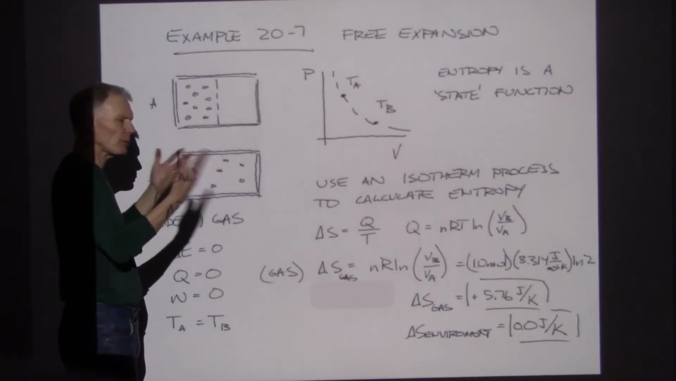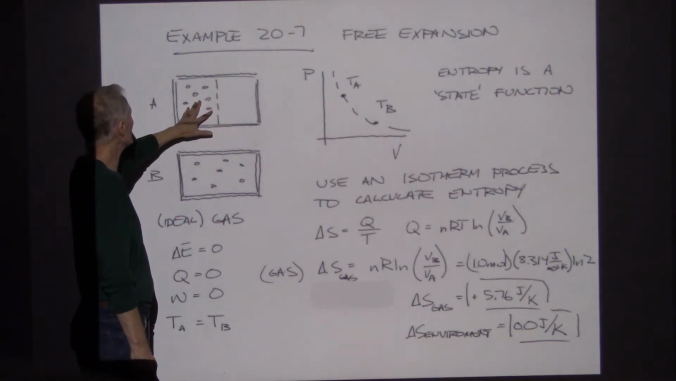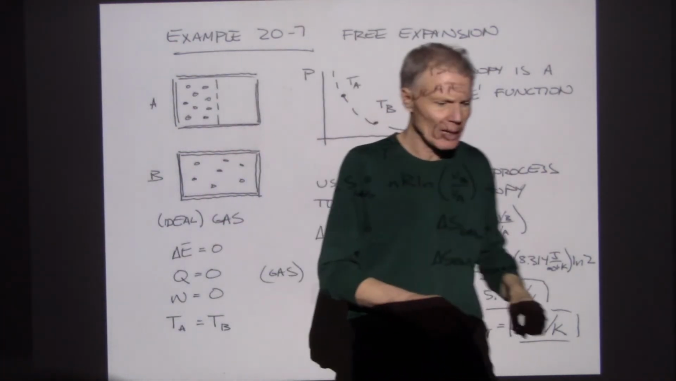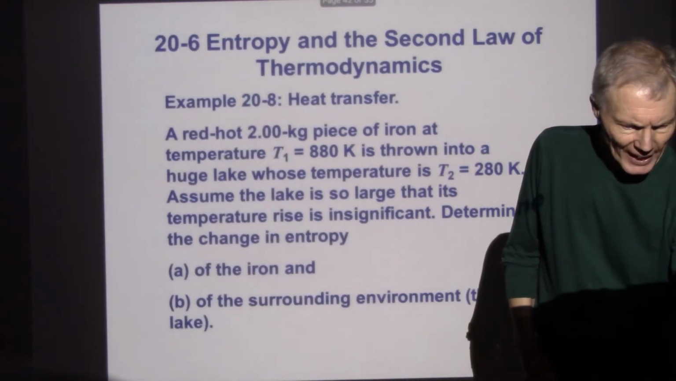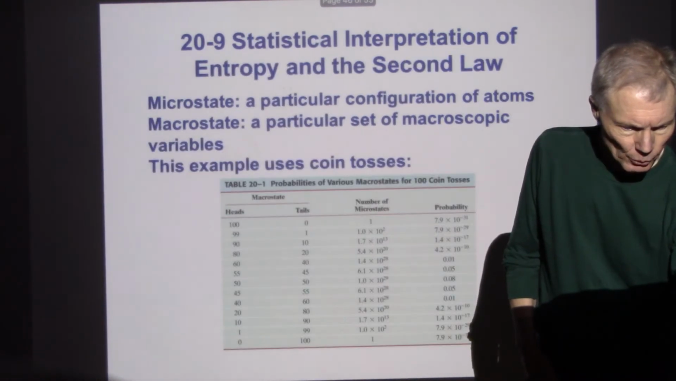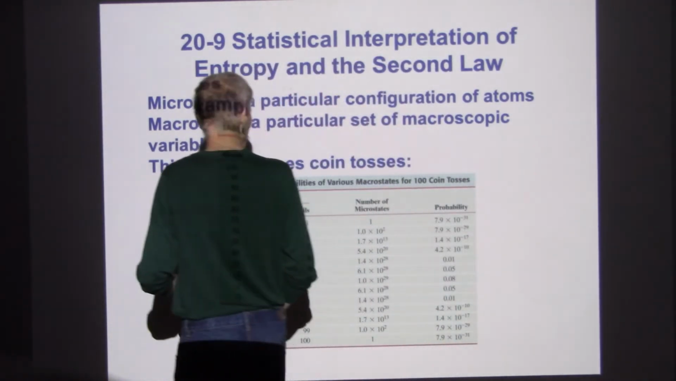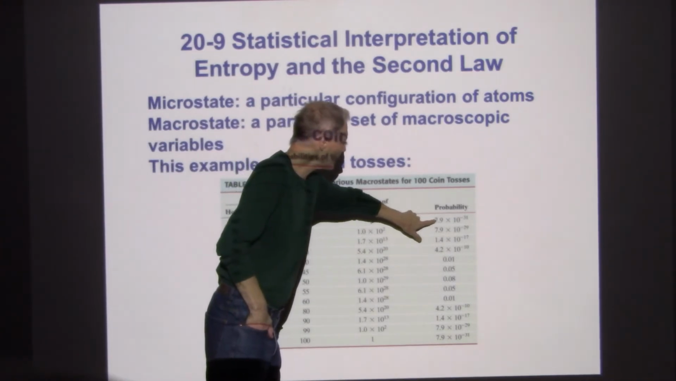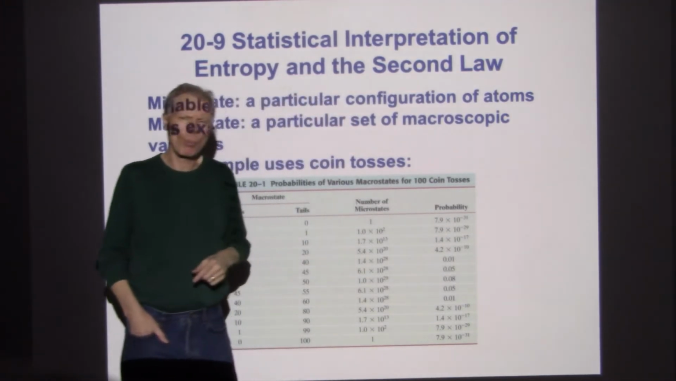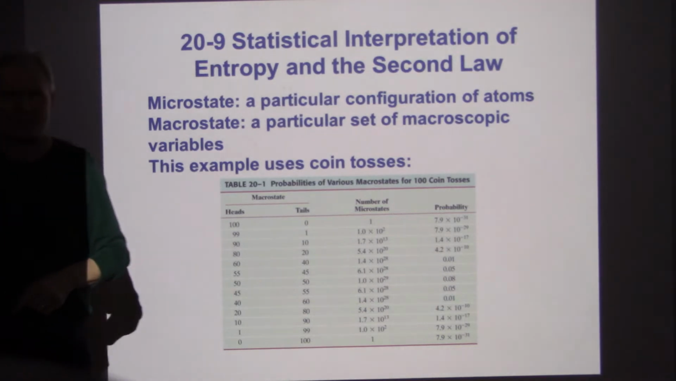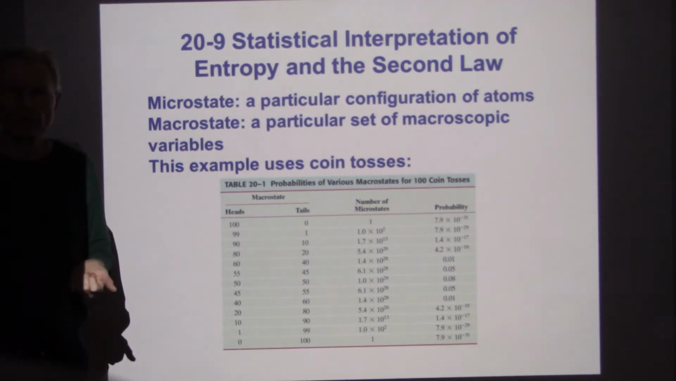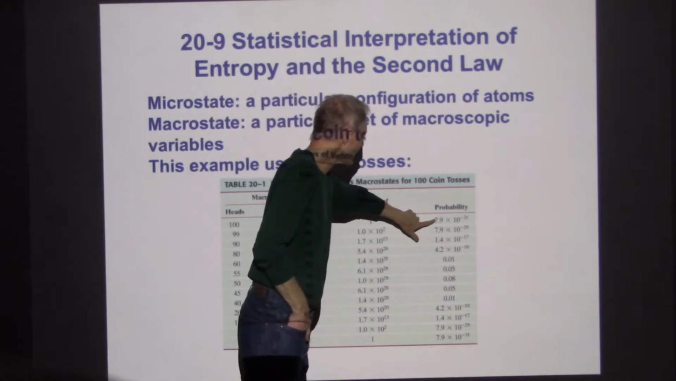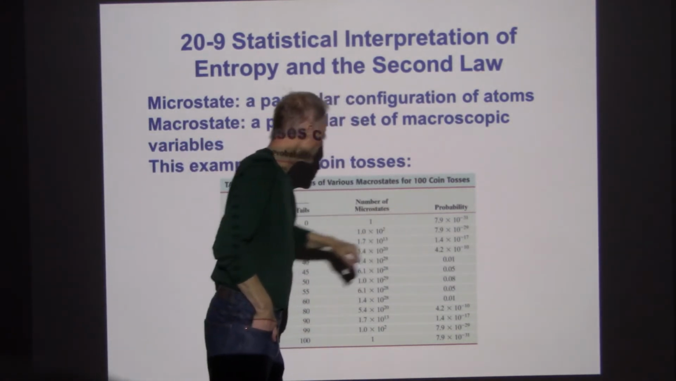And let's say when I flip a coin, if it comes up heads, that gas molecule is on this side, and if it's tails, it's over on this side. What are the chances of having all the gas molecules end up on the same side? The probability of that is 7.9 times 10 to the minus 31. That is a tiny number. That is 1/2 to the 100 power. So that's a very unlikely state for the molecules to be in.